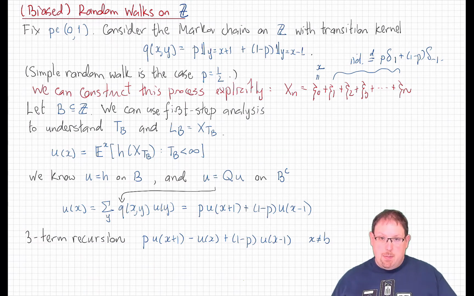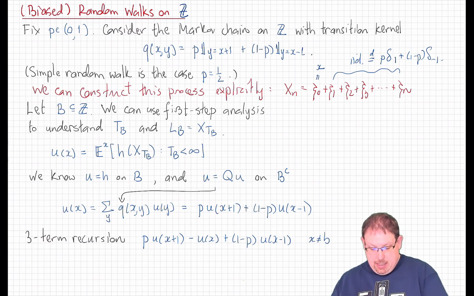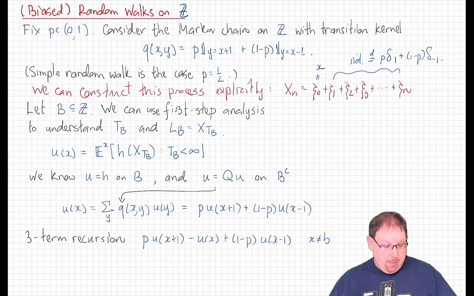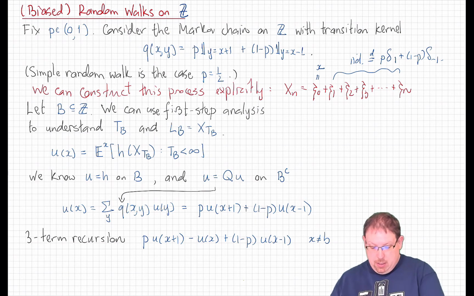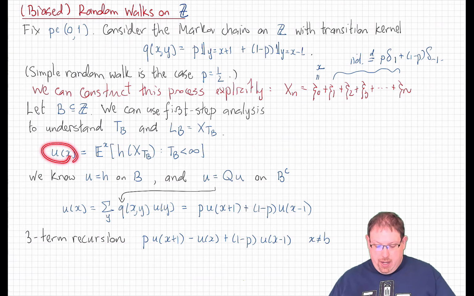So let B be any subset of the integers. We can use first-step analysis, a la the last lecture, to understand the hitting time, T_B, and the hitting location of the set B. Remember that we defined in general a function u of x to be the expected value starting in state x of a function h of the hitting location on the event that the hitting time is finite.